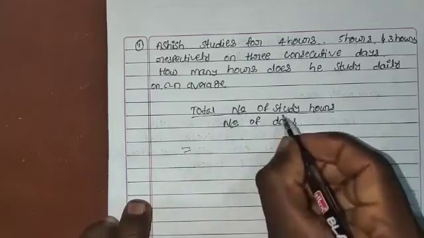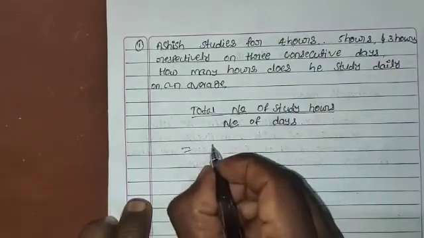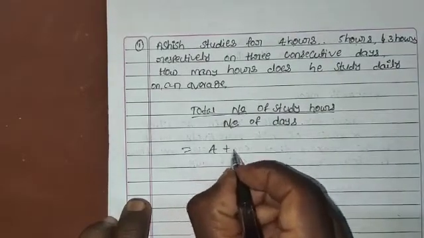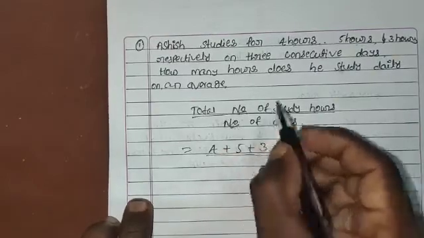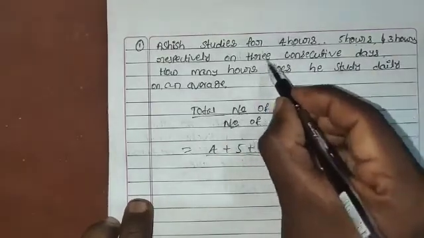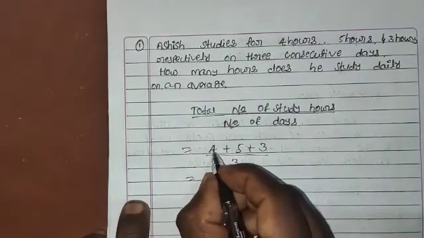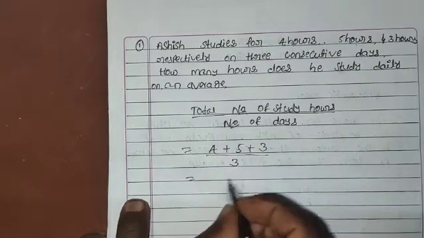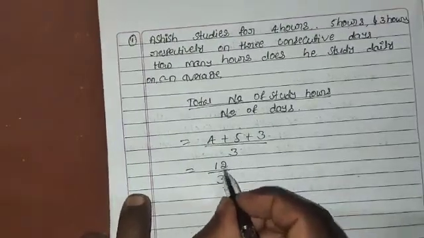Now the total number of study hours are 4 hours, 5 hours and 3 hours. Now we have to add 4 plus 5 plus 3 divided by the number of days. How many days has he studied? 3 consecutive days, it means 3 days. Now we add: 4 plus 5 is 9, 9 plus 3 is 12, 12 divided by 3.